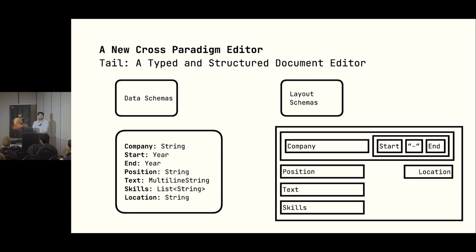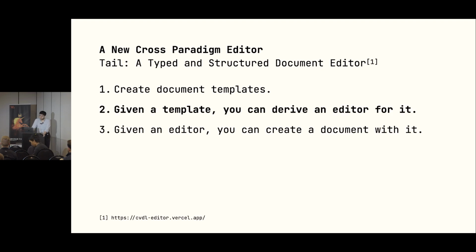And a layout schema is basically, it tells the document processor how to place the contents of a data schema, right? So what I can right now do with Tail is, given some layout schemas, I can generate a form-based editor for you in which you fill the form and the document gets updated according to the layouts. So as I said, you can create document templates. Given a template, you can derive an editor for it. And given an editor, you can create a document format, right?